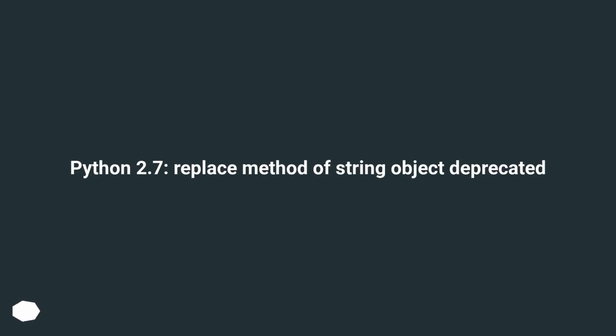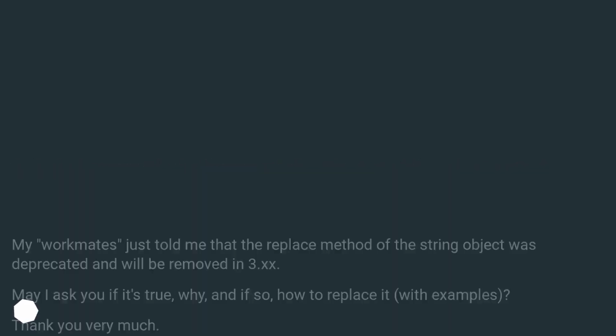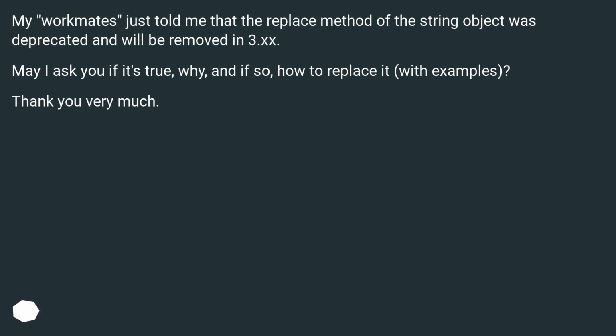Python 2.7, replace method of string object deprecated. My workmates just told me that the replace method of the string object was deprecated and will be removed in 3.2. May I ask you if it's true, why, and if so, how to replace it, with examples? Thank you very much.